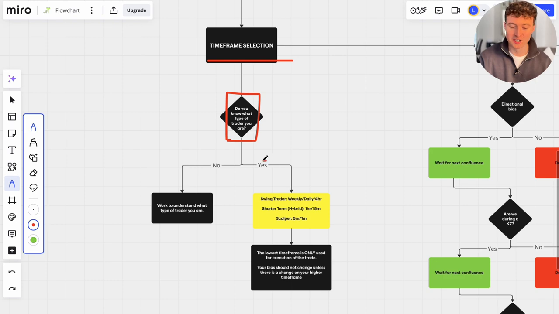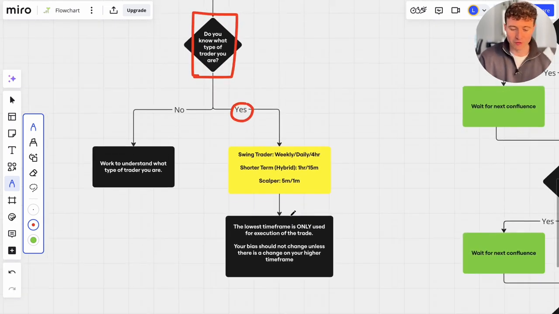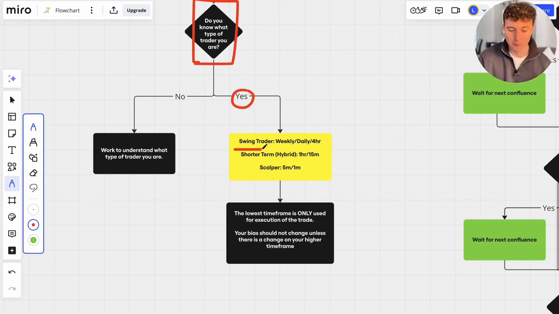But let's say the answer is yes, and you do know what type of trader you are. You primarily are going to fit into 3 different buckets. Bucket number 1 is a swing trader. This is where you're primarily going to be analyzing on the weekly, daily, and executing on the 4-hour. The second bucket is a shorter term, or I like to call a hybrid trader. This is where a lot of your analysis is going to be placed on the hourly and 15-minute, and execution is also on the 15-minute time frame. So this is the bucket that I personally fall into.